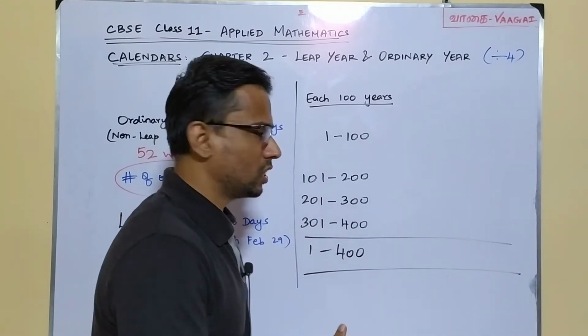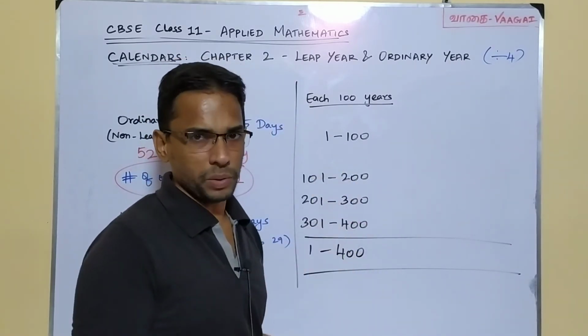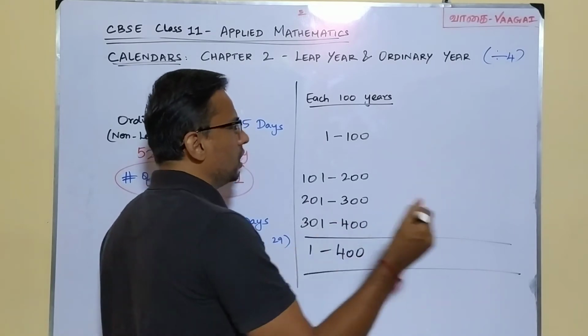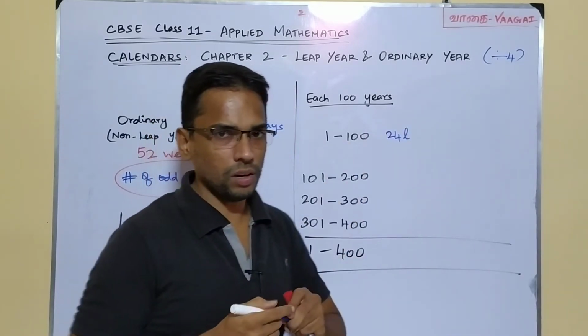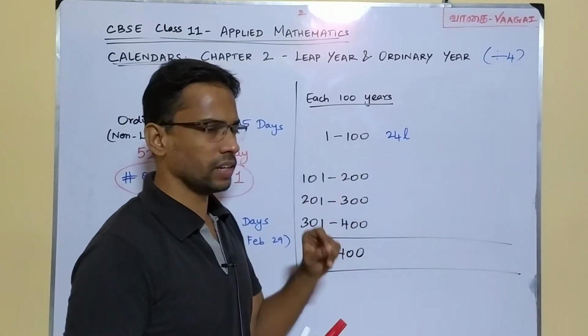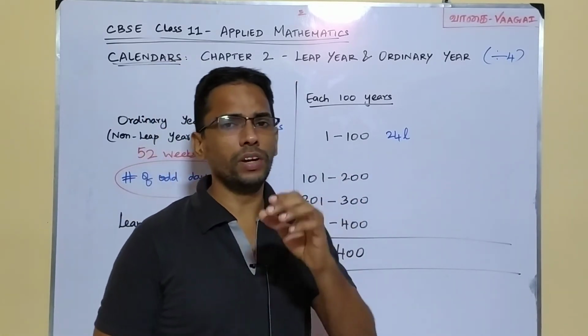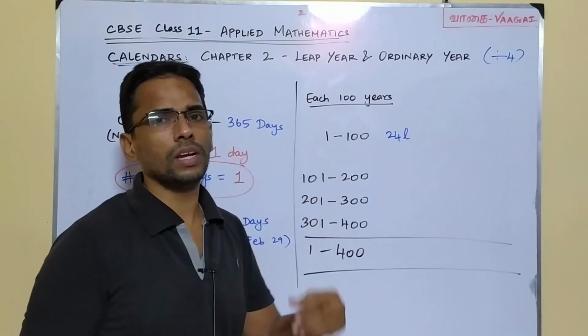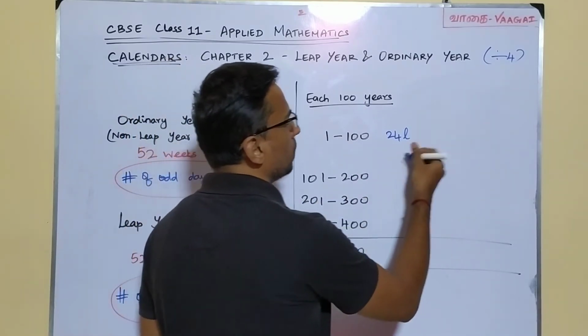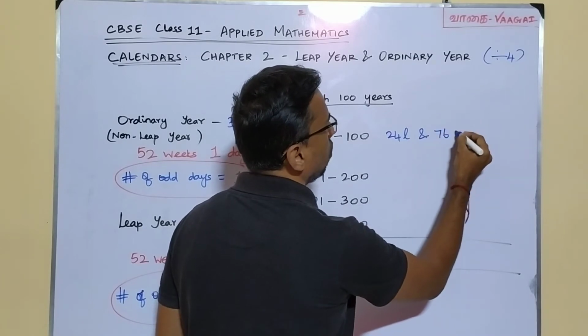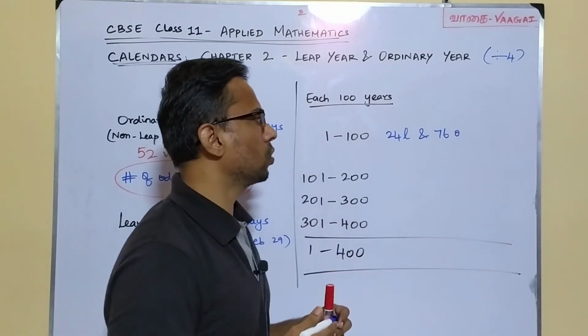Yes. So in that case, you will not have 25 leap years. You will have only 24 leap years. Is the point clear? So in this first 100 years, you would get only 24 leap years, and all the other 76 years are going to be ordinary years. No doubt in that. So 24 leap years and 76 ordinary years, right? This is how you will have.